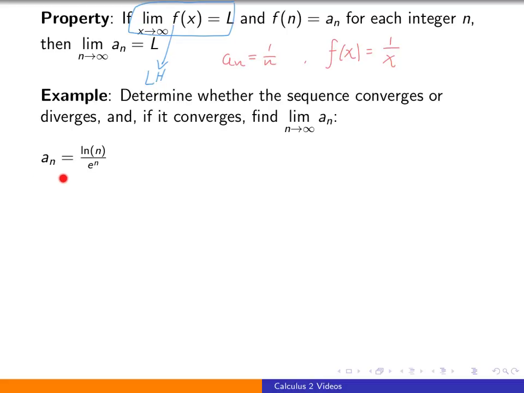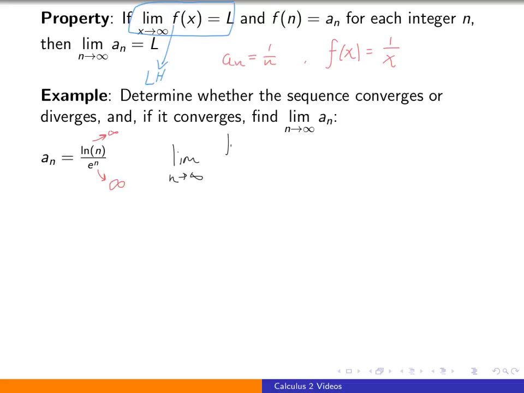So for example, if we look at the sequence a sub n equals natural log of n over e to the n. Remember, it's just an infinite list of numbers, but the observation here is if we think about taking a limit as n goes to infinity, a natural log over an exponential, for big values of n, you expect a natural log to go to infinity. Similarly, for big values of n, you expect an exponential to go to infinity. So in order to take that limit, what we would really like to do is use L'Hopital's rule. But we can only use L'Hopital's rule if we rewrite it in terms of a function of x. So we need the following work.